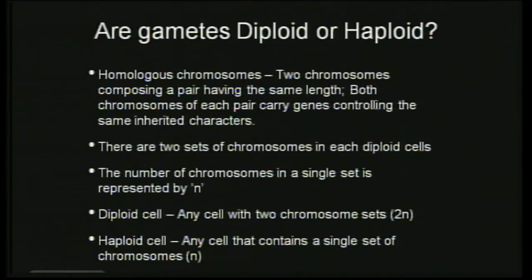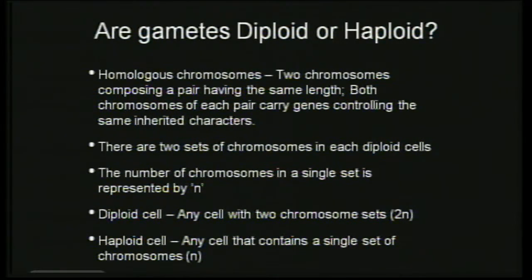So when they have two such sets, for example, the 46 chromosomes represent a diploid cell. Cells which have 46 chromosomes, that means 2 sets of chromosomes, are called diploid cells. If the cells have only 1 set of chromosomes, which is represented by a small letter n, then you call such cells haploid cells.